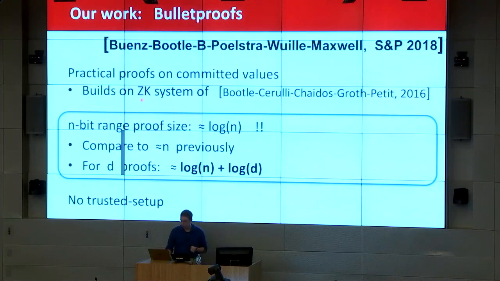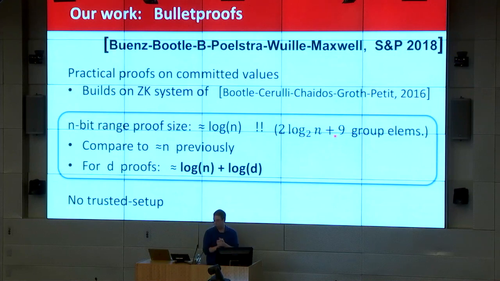First of all, if you want to do a range proof on an n-bit range, the size of the proof is now only logarithmic in n. If you remember, before I told you the size of the proof is linear in n. So effectively, this is like an exponential improvement over what was possible before. That's kind of surprising. And in fact, this logarithmic in n is extremely practical. There are no constants hidden here. Essentially, the size of the proof is 2 log n plus 9. That's it. Very, very short proof.